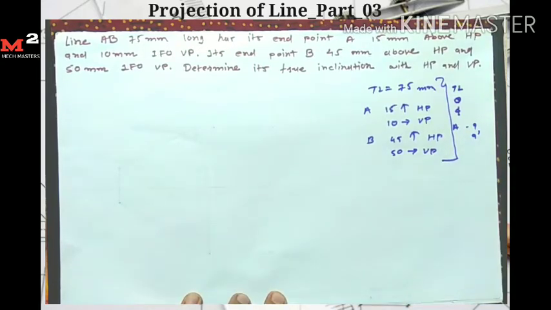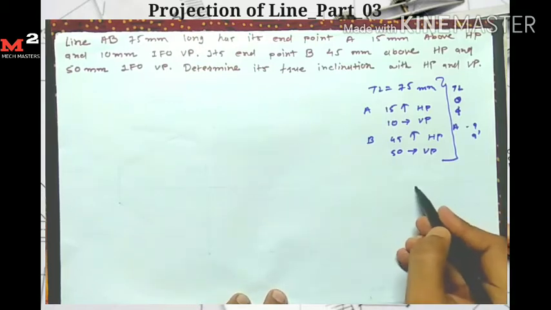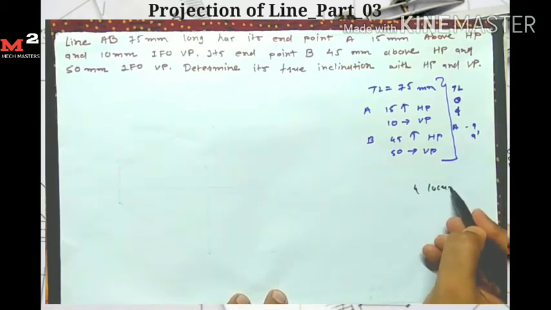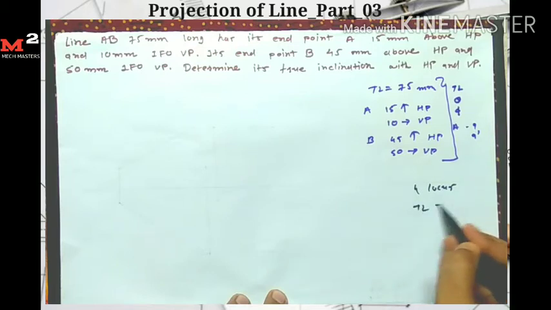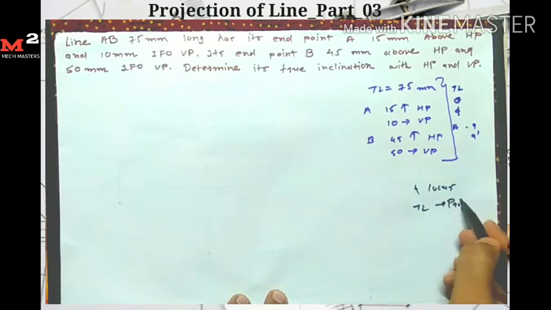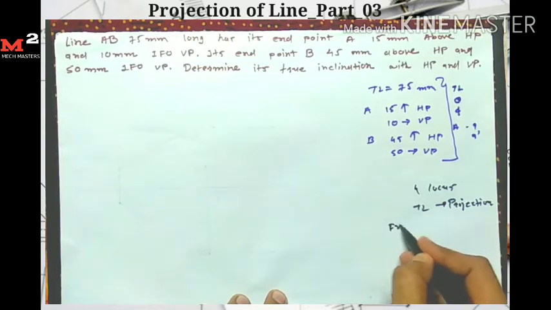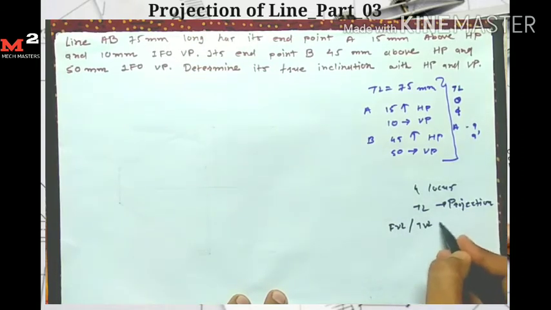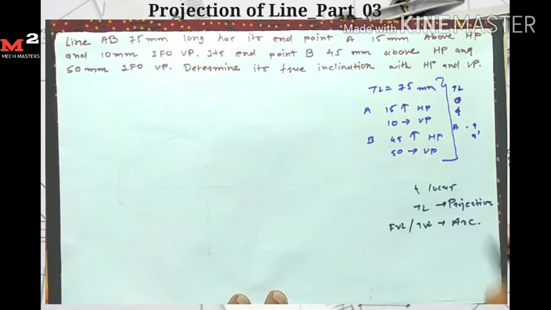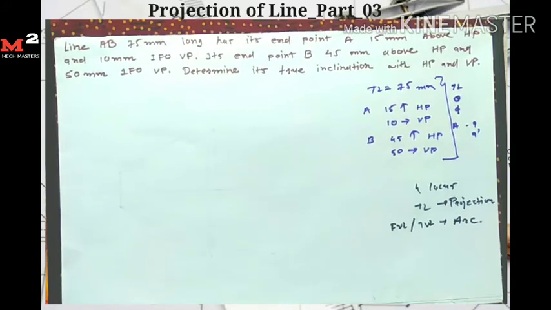Now our method is the same. First we find the four loci. After the four loci, from the true length I draw the projection, and from the front view length and top view length I draw the arcs. So let's start.